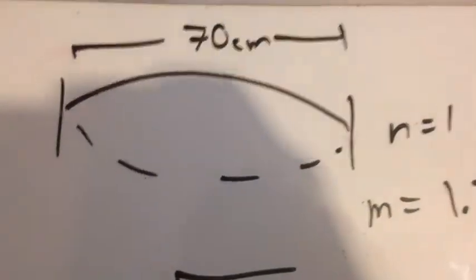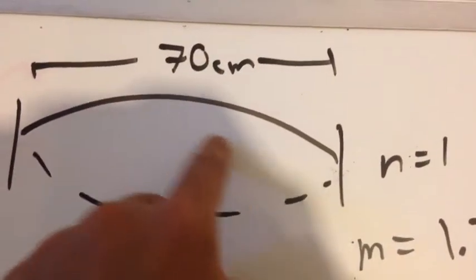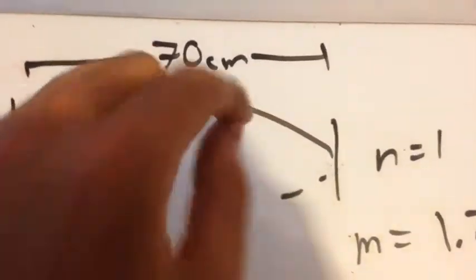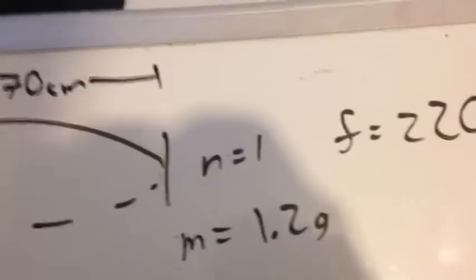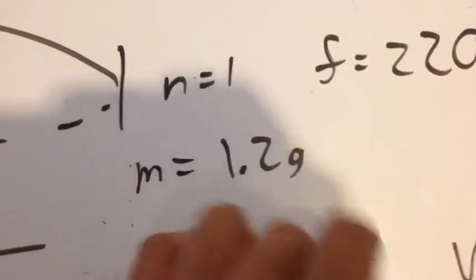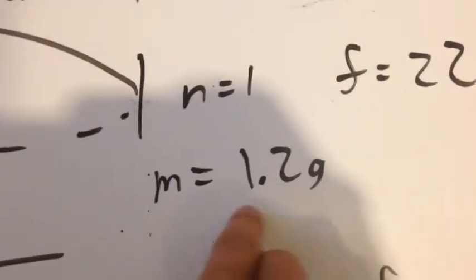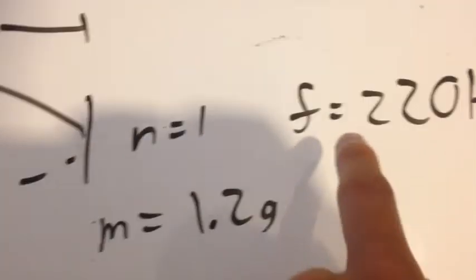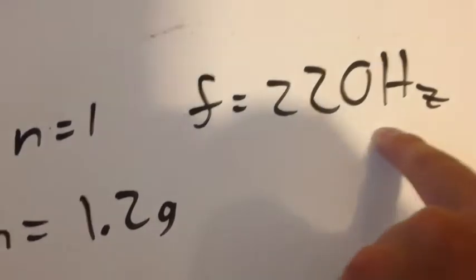As always, we analyze the problem. Here we have our length of 70 centimeters in the first mode, with a mass of the string of 1.2 grams and a natural frequency of 220 Hz.